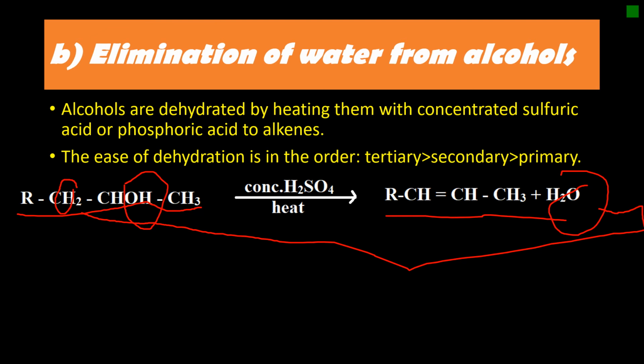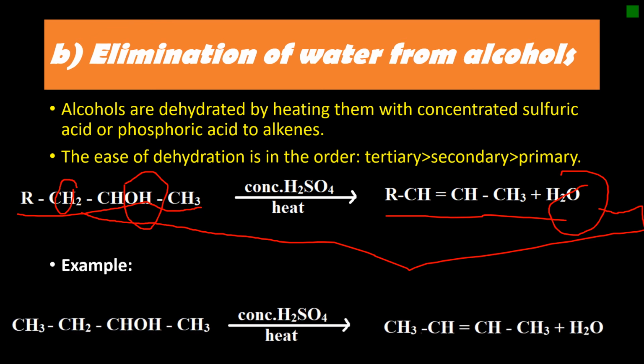And the reason behind Zaitsev's rule is explained by the stability of alkenes. The internal alkenes are more stable than the terminal alkenes. Here we have an example. 2-butanol, which is heated with concentrated sulfuric acid to give 2-butene and water molecule. For the mechanism, please visit the preparation of alkenes. You will find everything there.